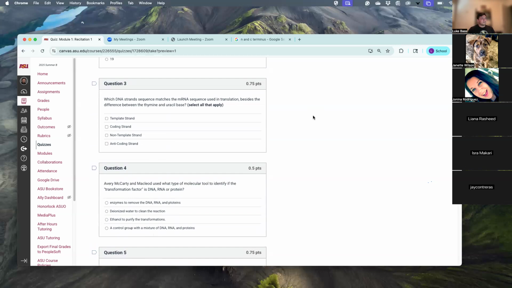If you're looking at the DNA strand and comparing it to the RNA strand, they have the same sequence, but the T's are substituted for U's. Okay, got it. Perfect. Thank you. Yeah, of course. Good questions, guys.